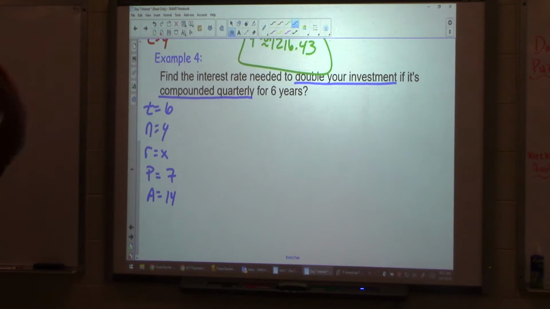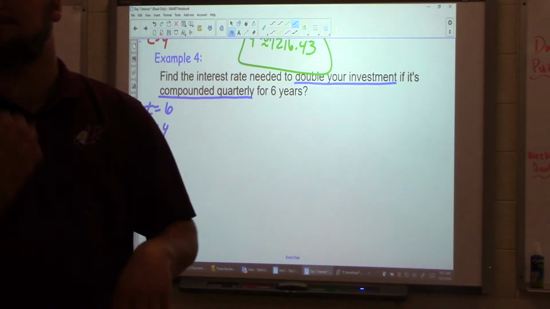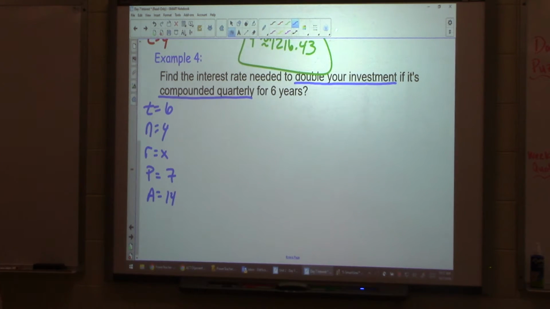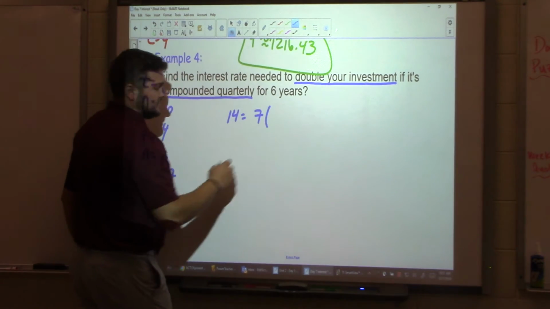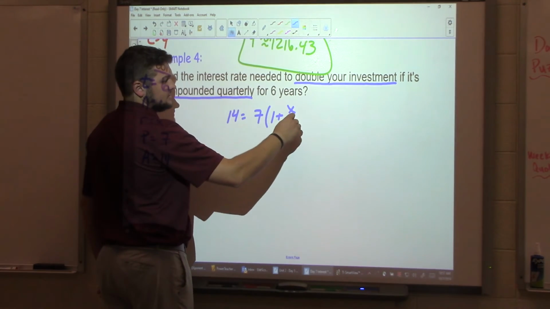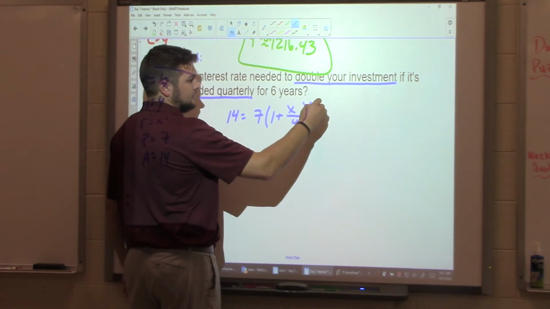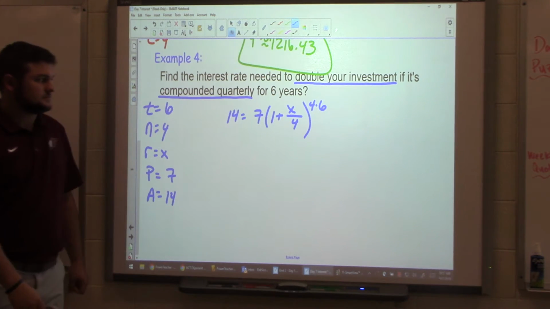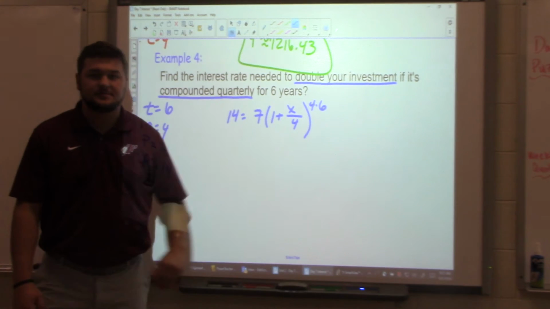If you use 10,000, your amount would have to be 20,000. If you used 1, your amount would have to be 2. It doesn't matter, because when we solve it, we're all going to get the same answer. So, let's put this into our formula. A equals 14 equals 7 times 1 plus my rate, which is X, over 4. How many times am I compounding? To the 4 times 6 power. A equals P times 1 plus R over N to the N times T power.